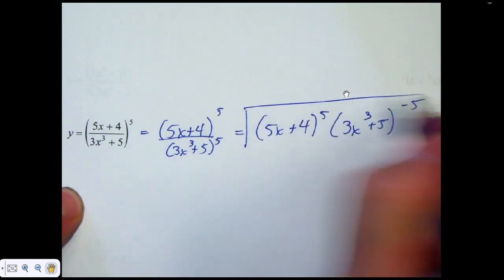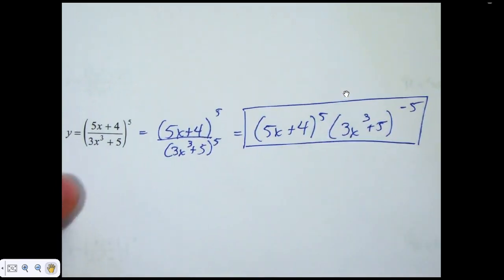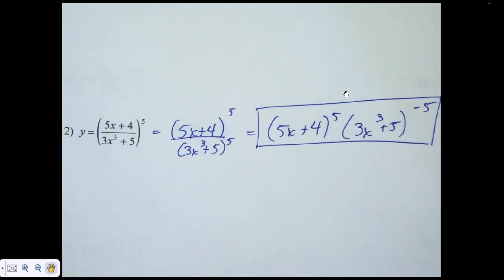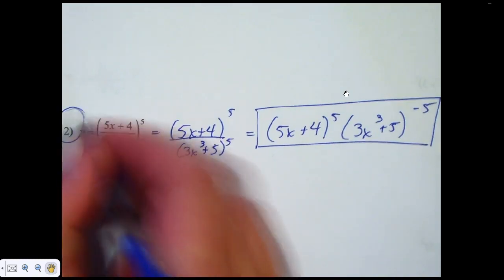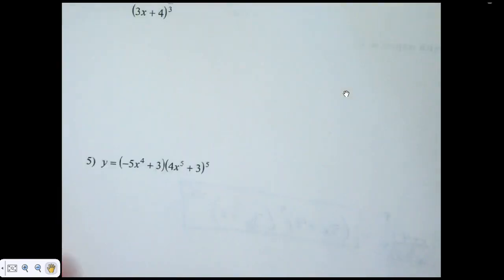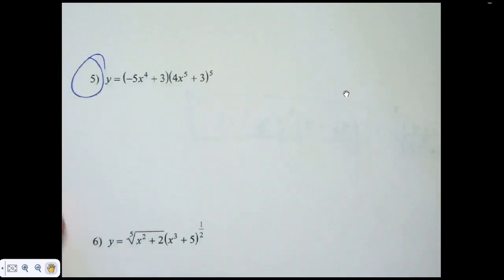So I want you to do number 2, but starting from there. I didn't leave you very much room. You might need a separate sheet. So number 2 you have to do. Number 3 you do not yet. Number 4 you do not yet. Number 5 you do. 6 and 7 not yet. 8 and 9 not yet.